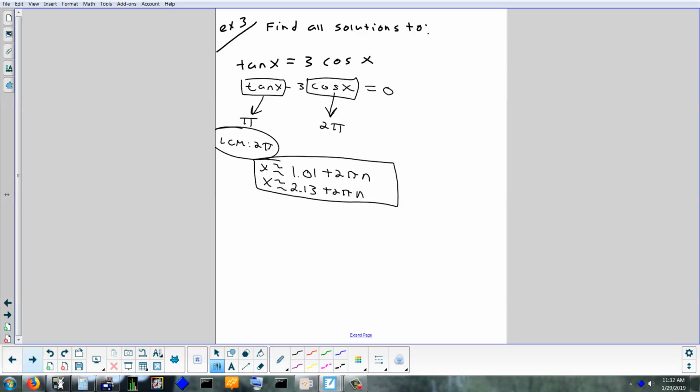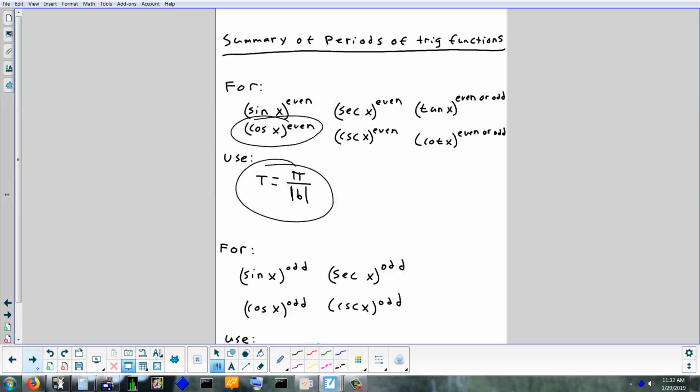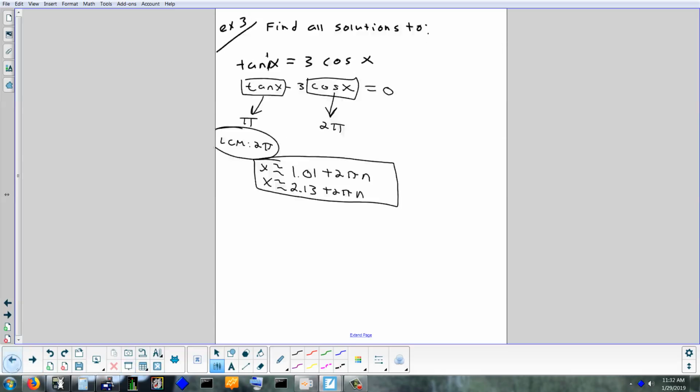Let's look at this one. Tangent. There's no exponent at all. If there's no exponent, you always assume it's to the first power. So that's tangent to the first power, and there's a 1 in front of the x. Tangent to an odd power with a 1 in front of the x. There's your formula. Pi over 1 is pi, and that's exactly what we got.